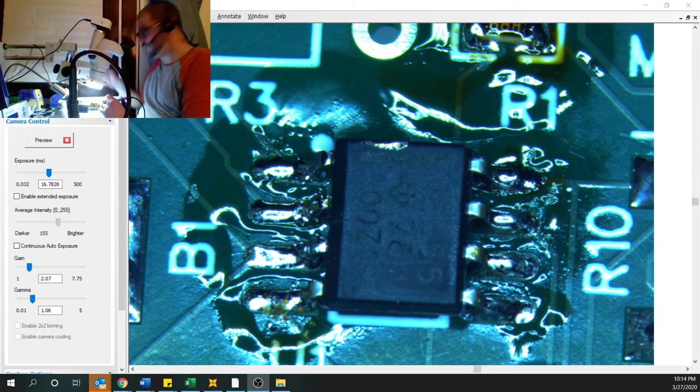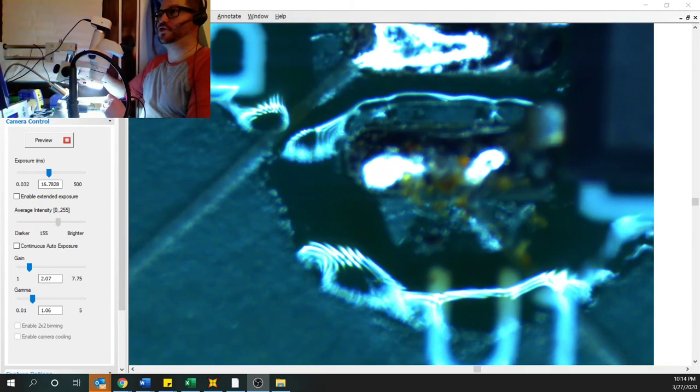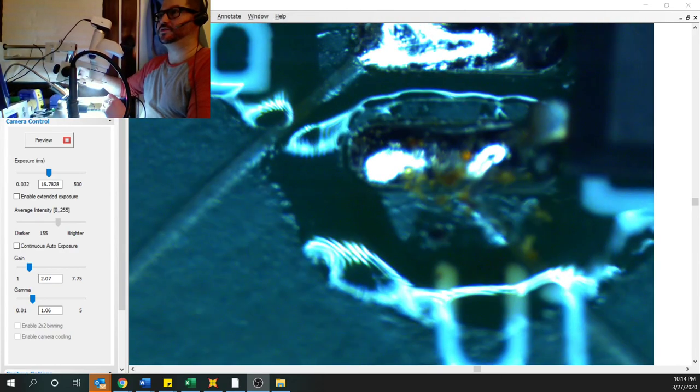By the way, see that brown material that's on the end of that? That's crusted and dried up fluxing agent.